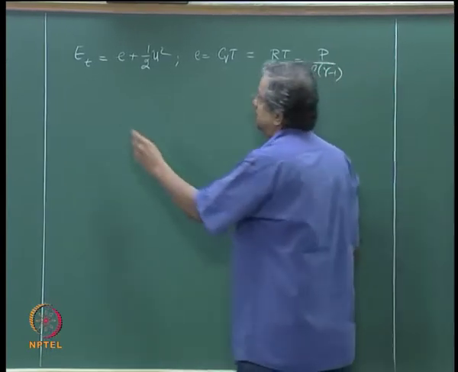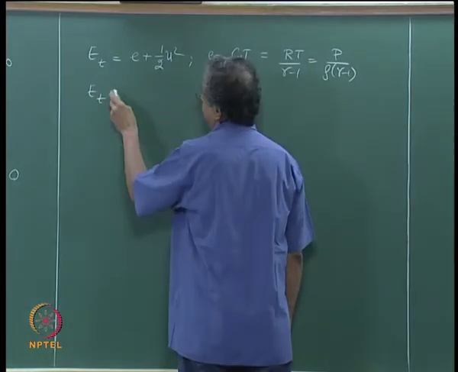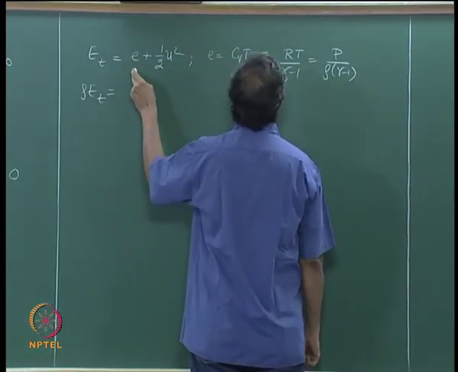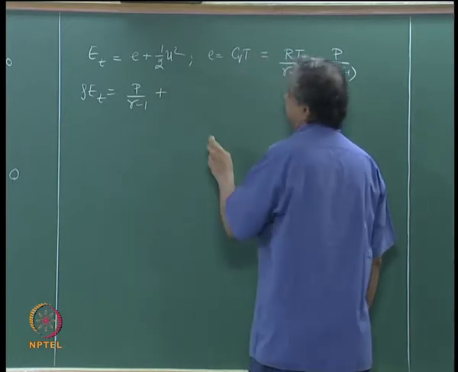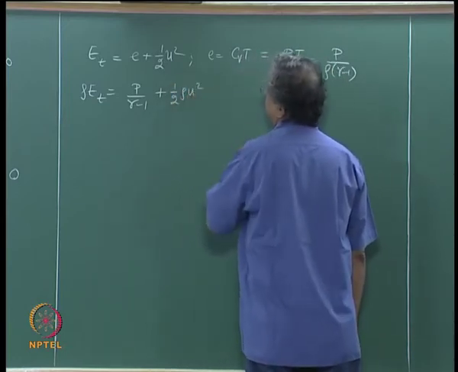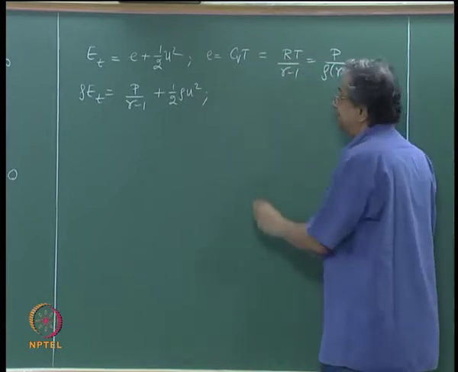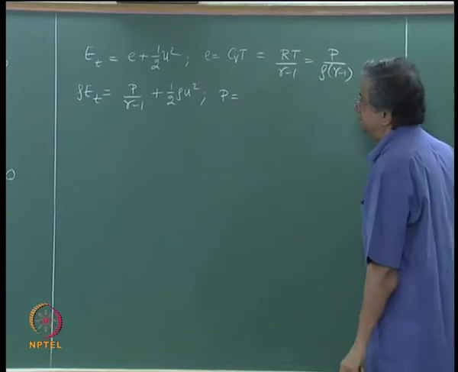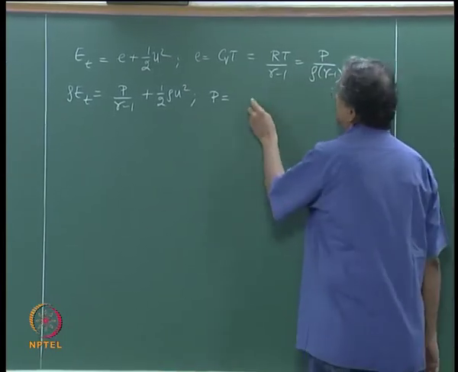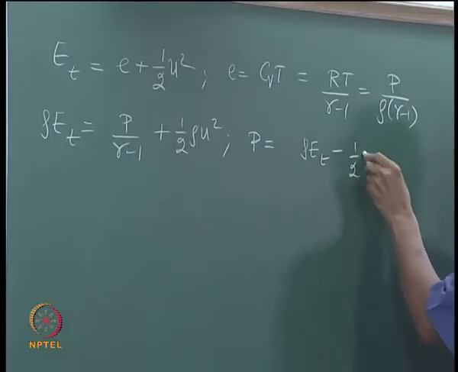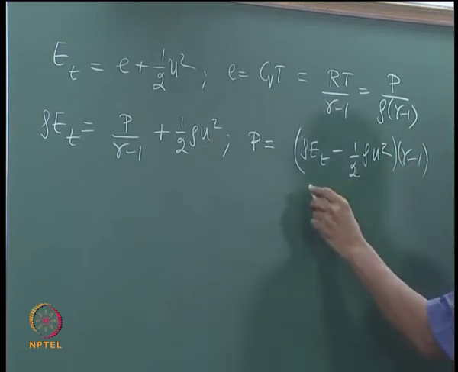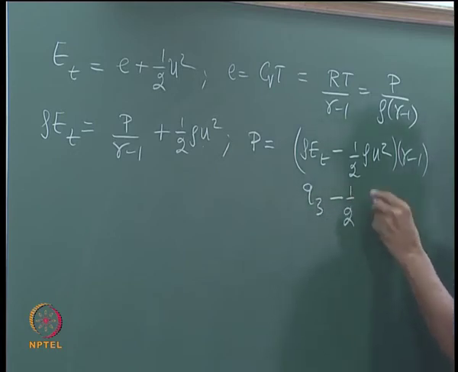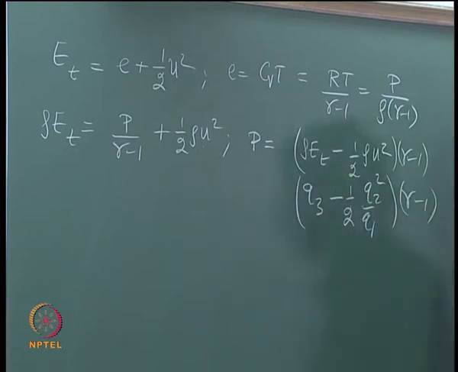So you go back here, E total or rho E total is P by gamma minus 1 plus 1 half rho U squared. This tells me that P is rho e total minus 1 half rho u squared times gamma minus 1, which tells me this is Q3 minus 1 half Q2 squared by Q1 into gamma minus 1. Am I making sense?